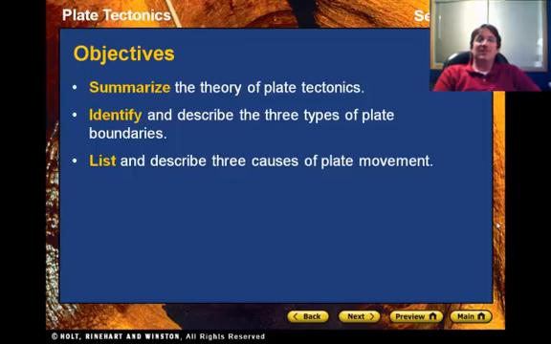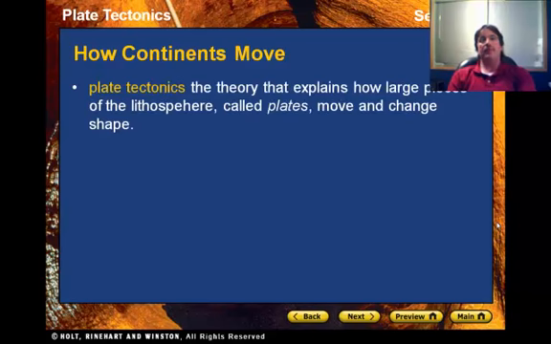Our objectives: summarize the theory of plate tectonics. Remember, we're talking about the advancement of the theories from continental drift to seafloor spreading, now to the plate tectonics theory. We're going to identify the three types of plate boundaries that are formed, and then we're going to list and describe three causes of plate movements that happen. And this is the whole idea here, is why our plates are moving.